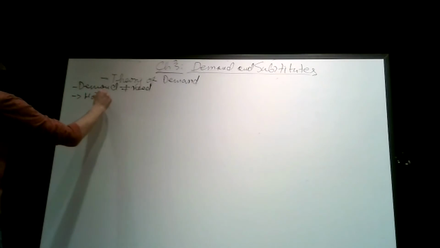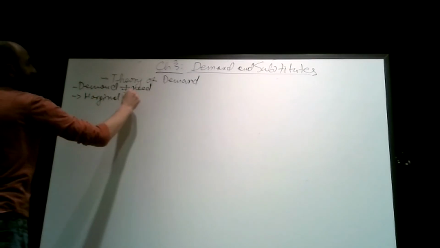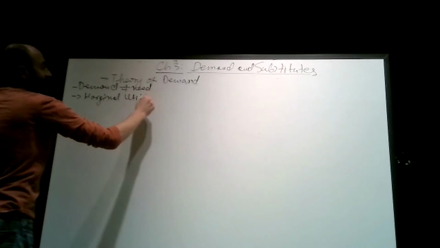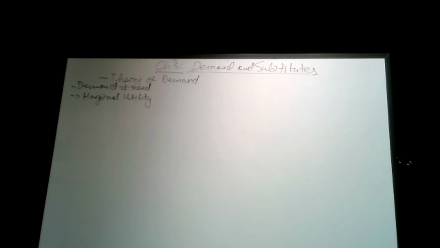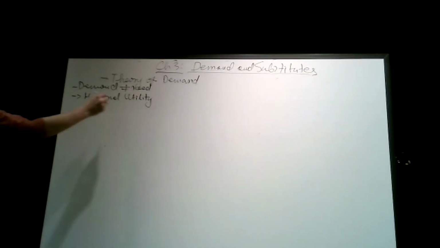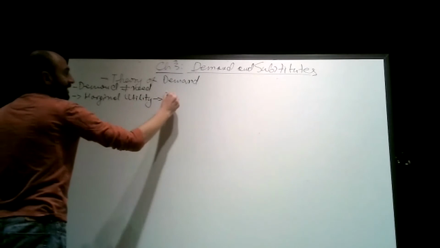We're going to learn about what is marginal utility. That's one of the key concepts that I will introduce in a formal fashion today. And the relationship between marginal utility and demand.